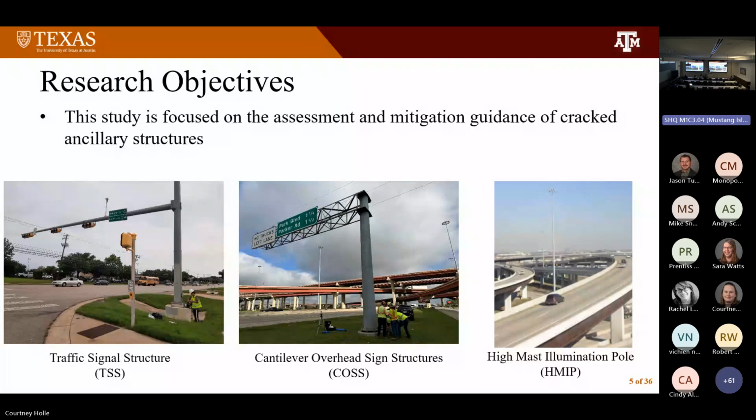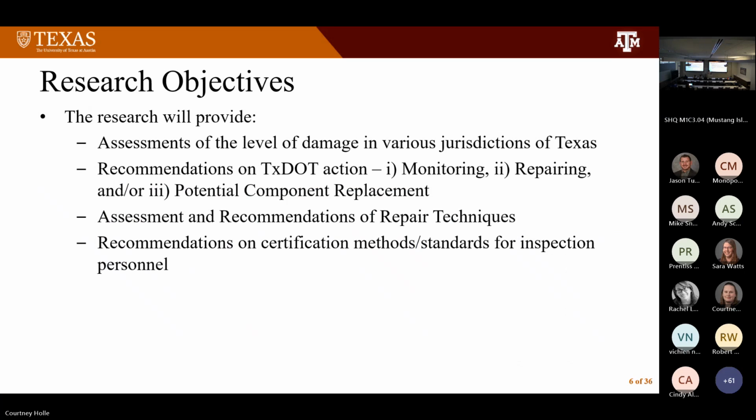So, first of all, getting out and trying to find these cracks, and then what do we do with regards to mitigating them or assessing whether they need to actually have some mitigation done on them. What we want to try to do is essentially assess some of the levels of damage on some of these different structures around the state, and then give some recommendations on the cracking.